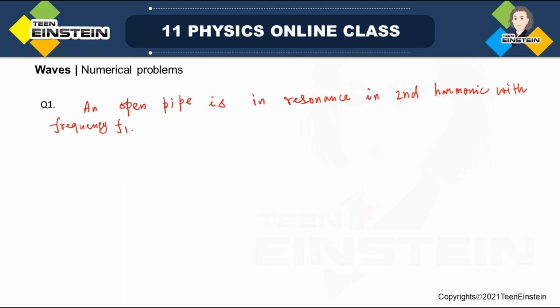Now, so the question is like this. When there is a pipe with both sides open, then it is in resonance with the frequency f1. Okay, now one end is actually closed, so it becomes a closed pipe. Okay, that is the scenario. Now one end of the tube is closed.